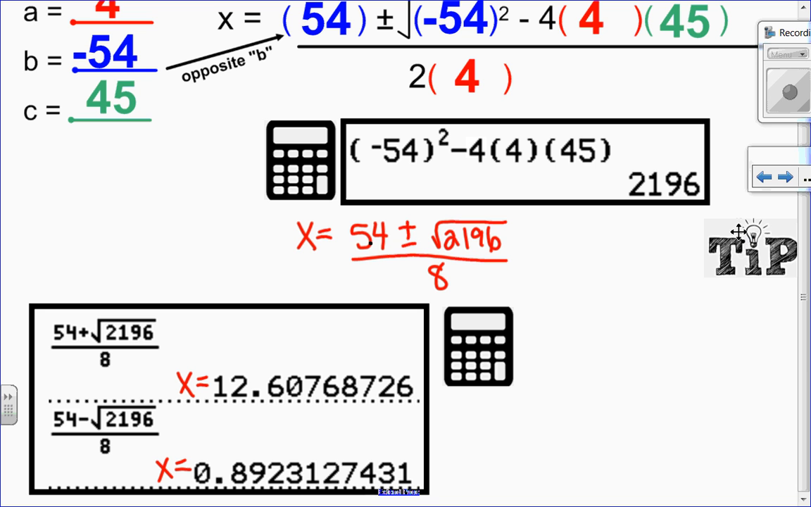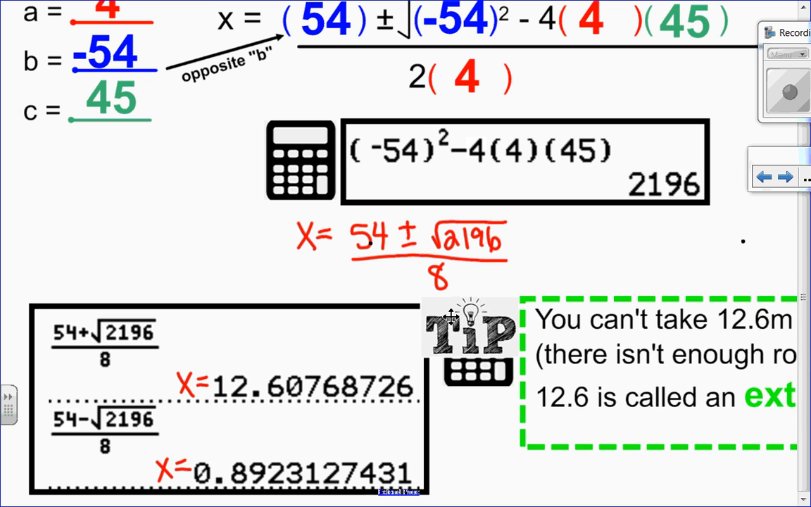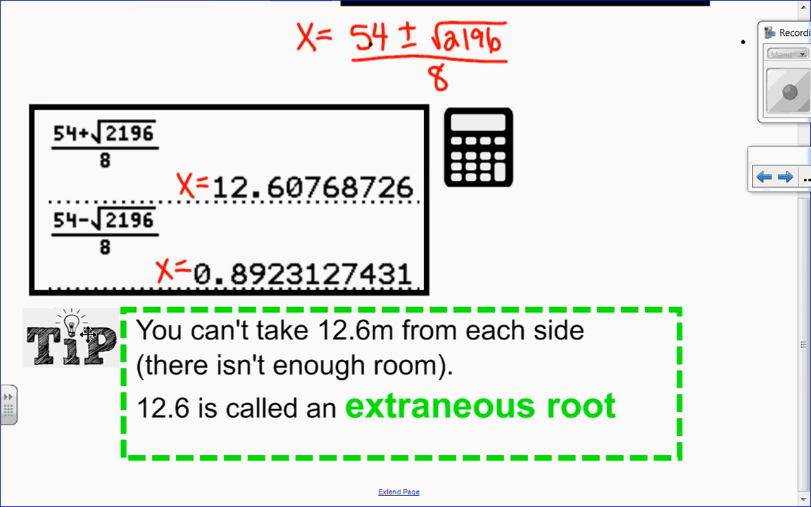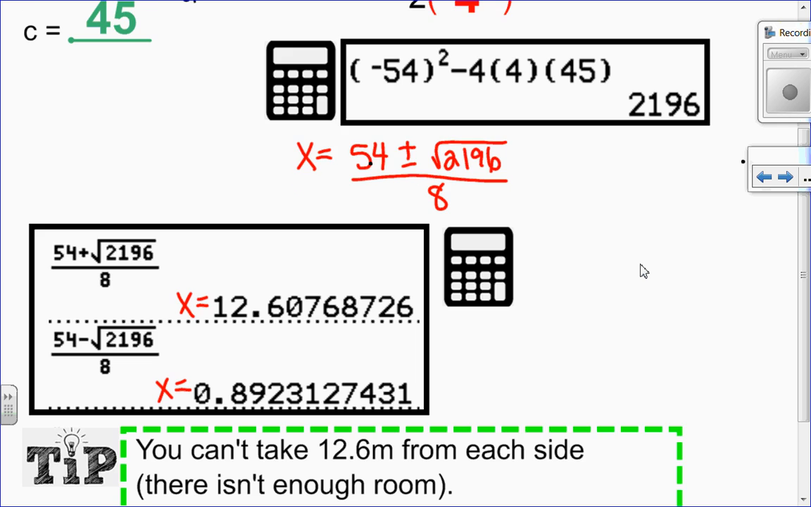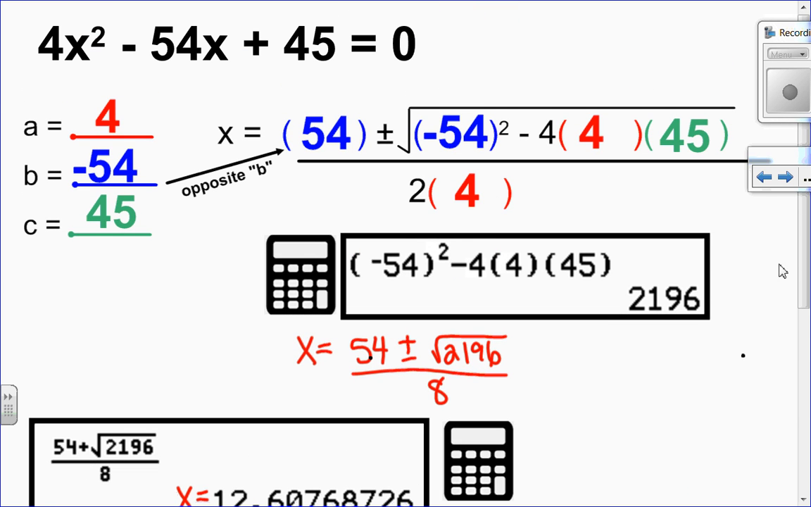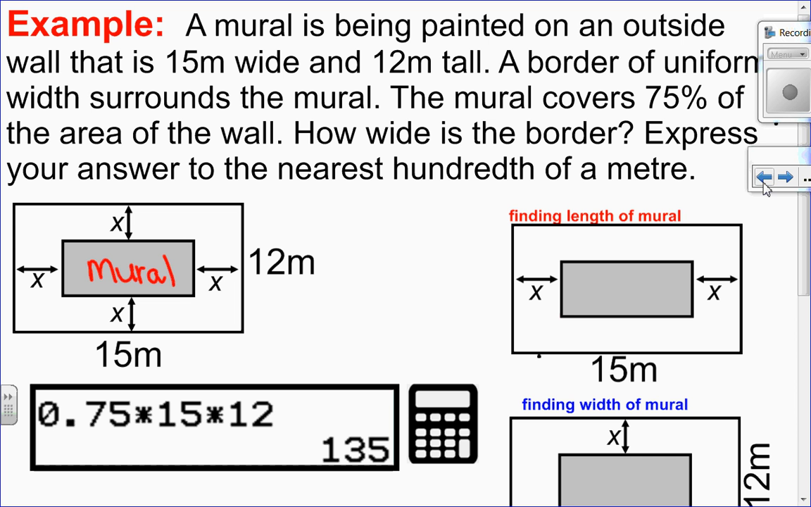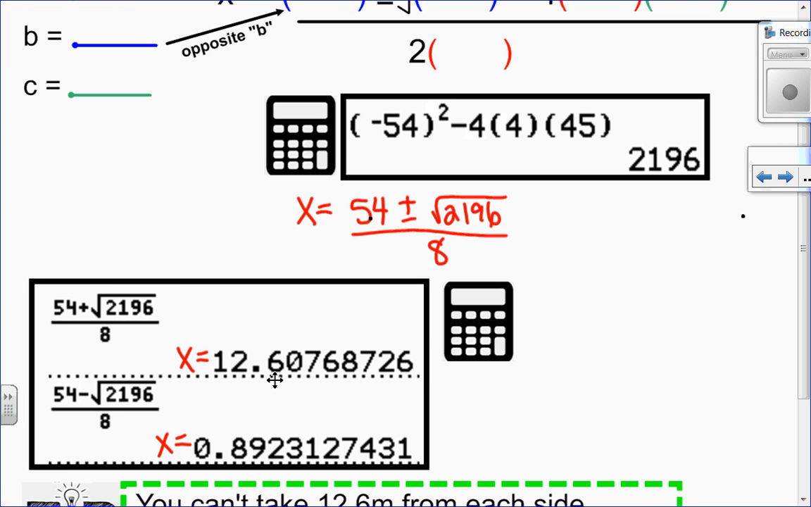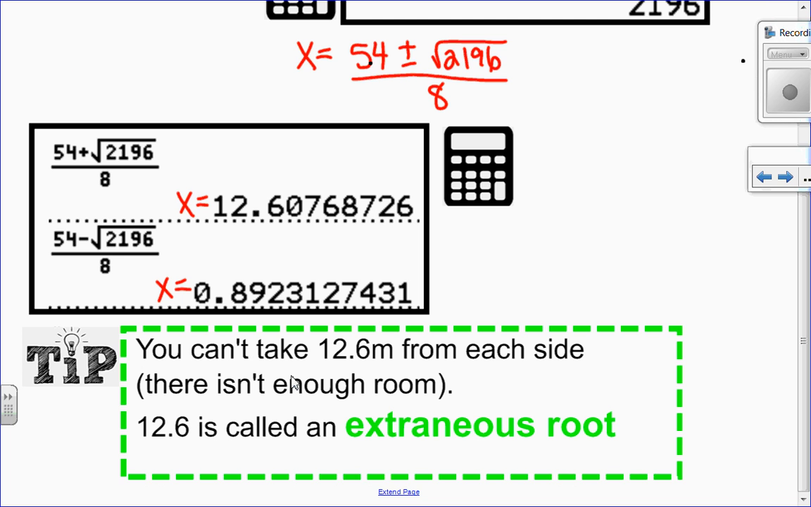So I have a little tip for you here. And my tip is, let me just expand my page to pull it down here. You can't take 12.6 meters from each side. There's simply not enough room. Because remember, your original dimensions were, I think it was 15 by 12. Let me just go back here. It was 15 by 12. So you can't take out 12.6 from both sides. There's just not enough room.